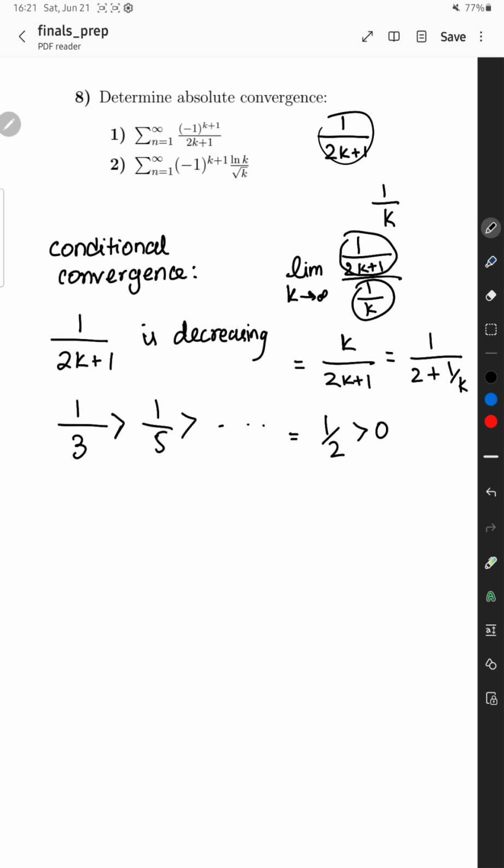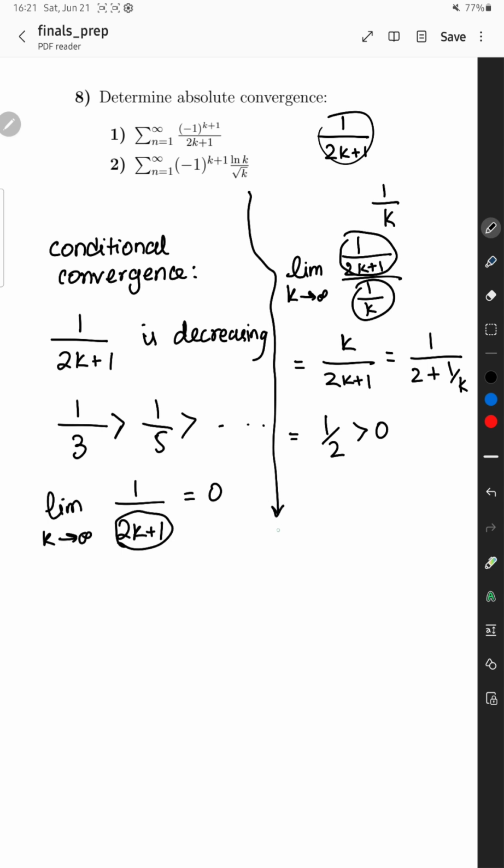So it is a decreasing series, and the limit as k approaches infinity of 1 by 2k plus 1 is in fact 0, because k would be arbitrarily large, and 1 divided by a very big number, or 1 divided by infinity, tends to 0. So it does conditionally converge, but it does not absolutely converge. Likewise, for the second question, you can do the same thing.